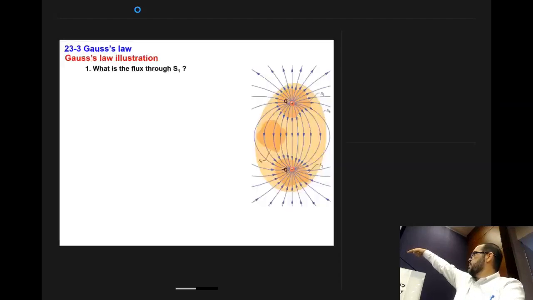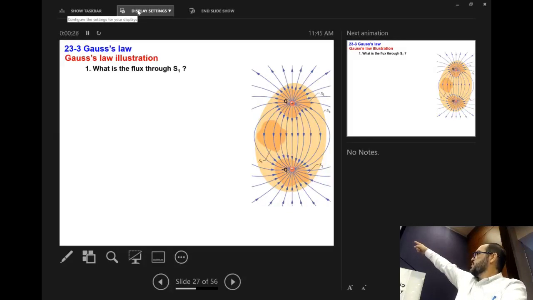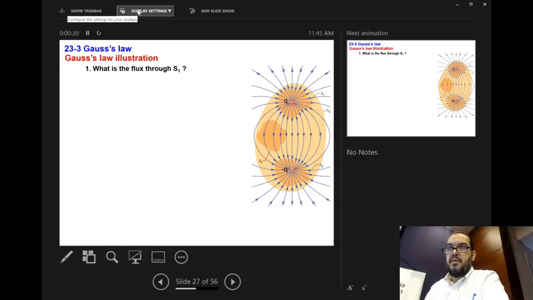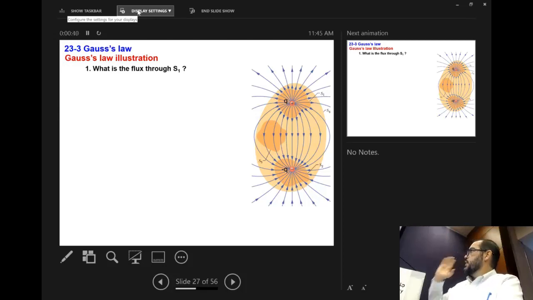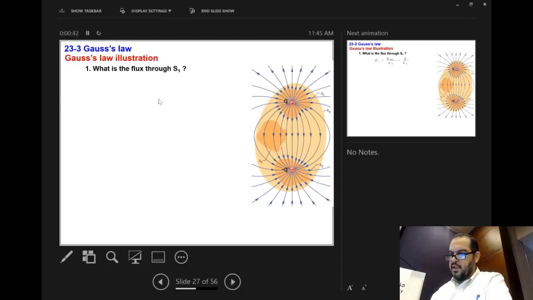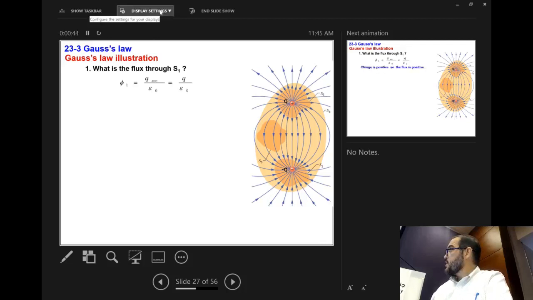Okay, what is the flux through surface S1? You see here we have the charge Q on the top, charge minus Q on the bottom, and I have different surfaces. What is the flux through S1? I know it's positive, but what is it equal to? Q over epsilon 0, period. In this case, simple, the flux is just equal to the charge enclosed, which is Q divided by epsilon 0. Very easy, even though it's an irregular shape.